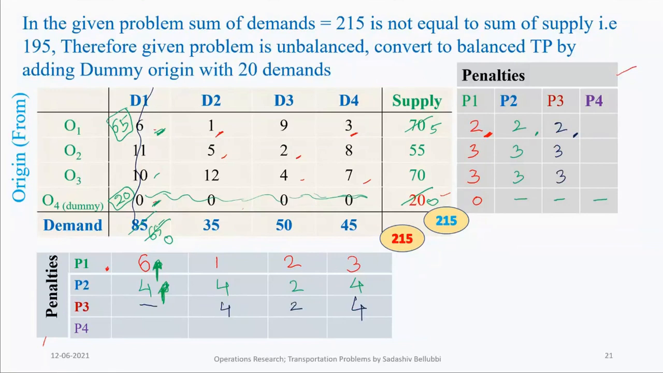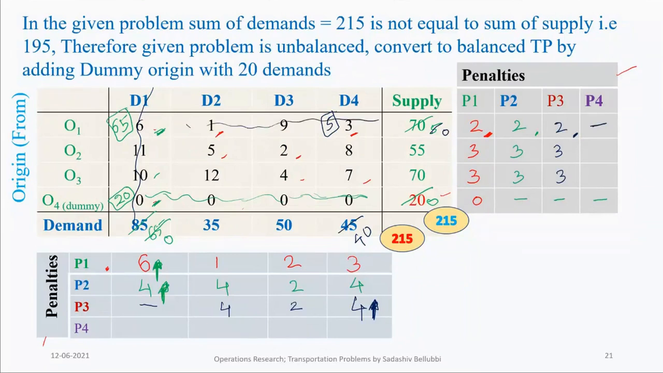Which is the highest penalty? 4 is the highest penalty. For that you can select any one 4, so I will select this. If you select this 4, then what is the least number in this D4 column? In the D4 column, the supply is 5 and the demand is 45. If you allocate 5 here, then it becomes 0, and the demand becomes 40. Then this is cancelled. Now onwards we should not consider the first row also.